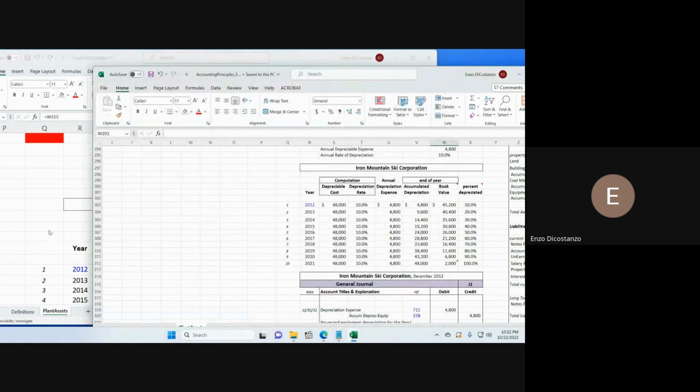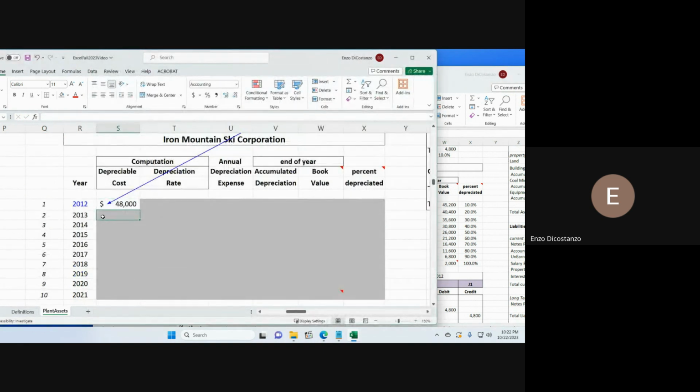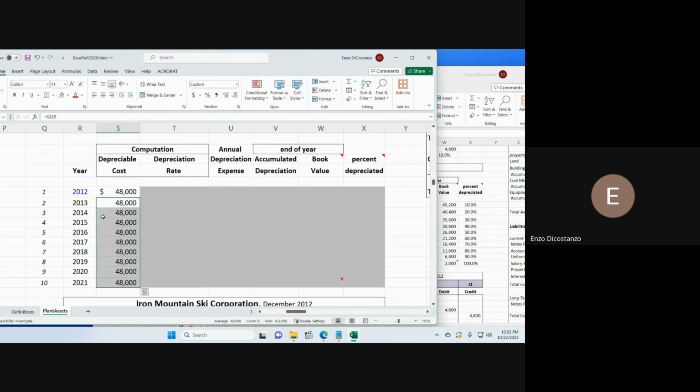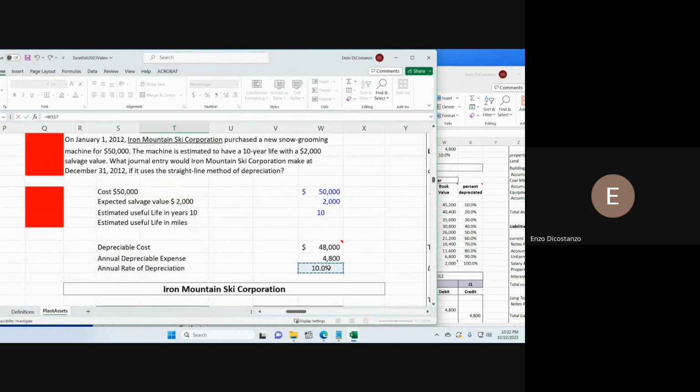And it's the same number every year, right? It's that same number. And again, the rate would be the same rate every year, 10%.